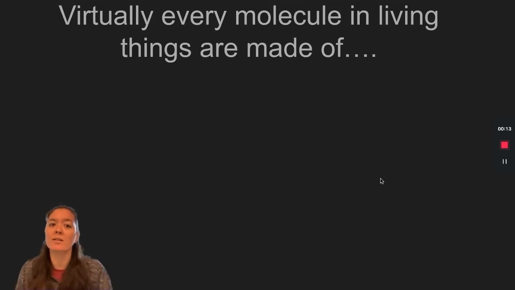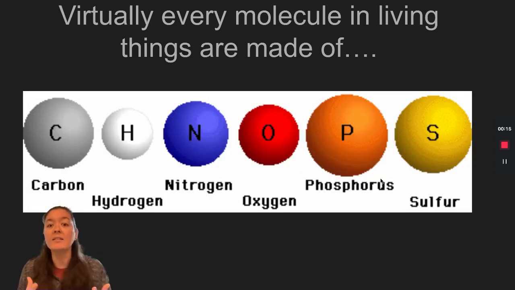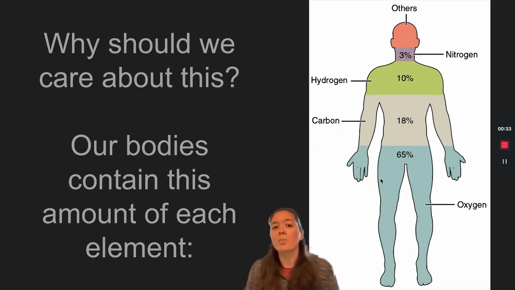Virtually every molecule in living things is made of these 6 elements: carbon, hydrogen, nitrogen, oxygen, phosphorus, and sulfur. Why should we care? Well, looking at our bodies, we contain about this much of each of the elements. We are made of 65% oxygen, 18% carbon, 10% hydrogen, 3% nitrogen, and the rest is kind of a mixture of those last 2 atoms.